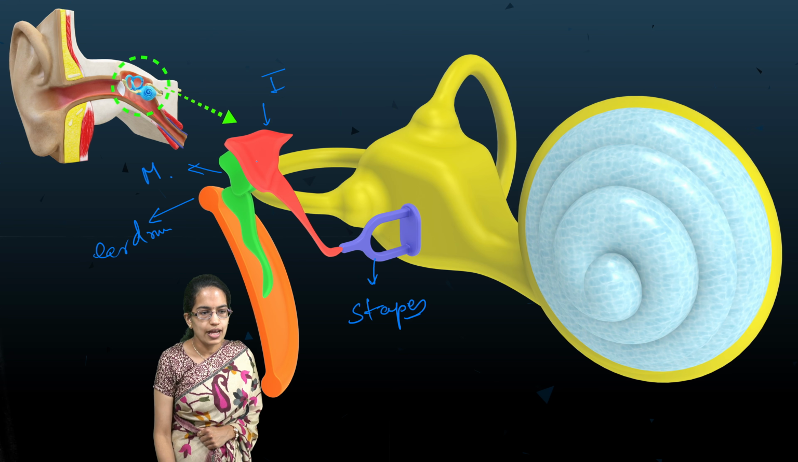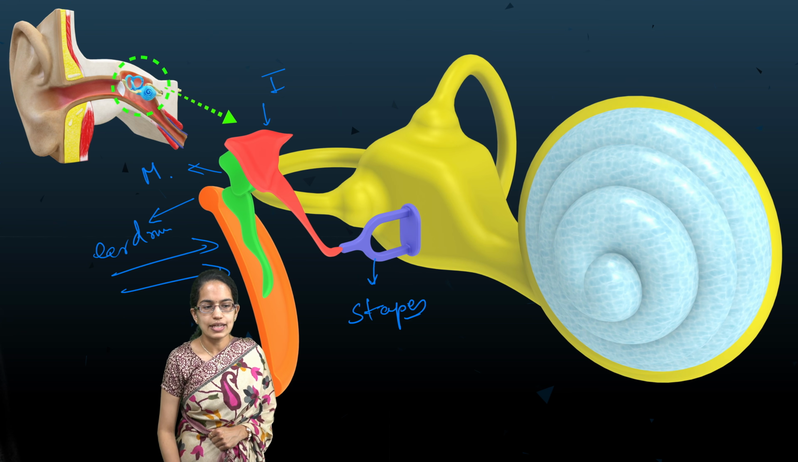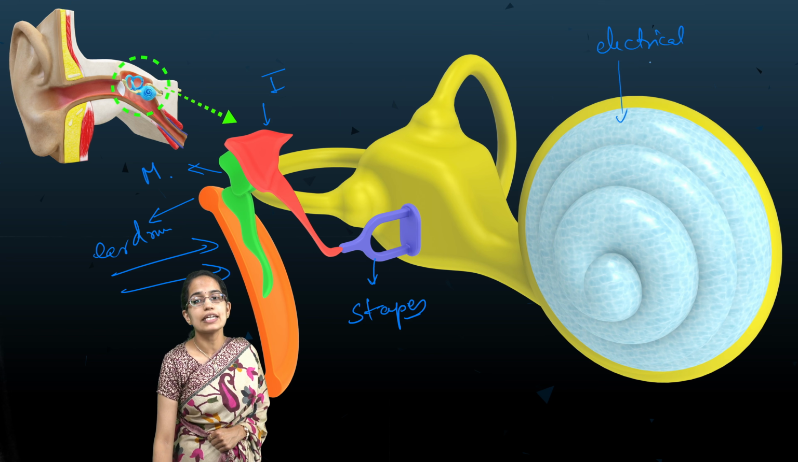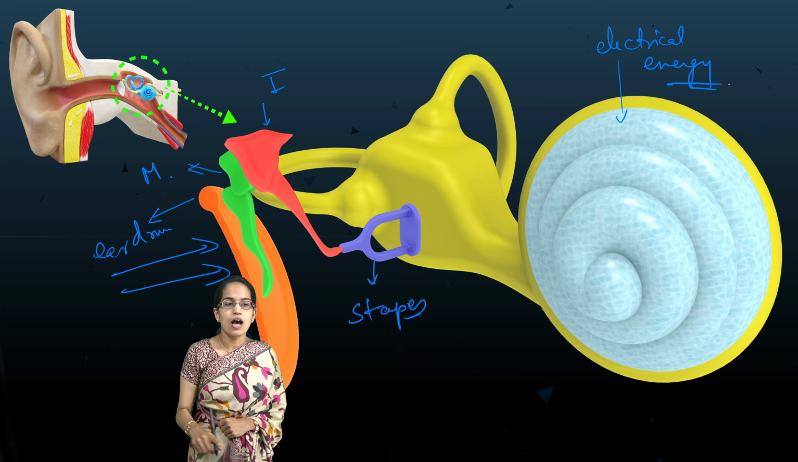Now the cochlea, as you can see the movement that was here, is the mechanical energy getting translated into electrical energy in the cochlea, which is finally sent to the brain for understanding what is being said by me right now, and that is how the process occurs.